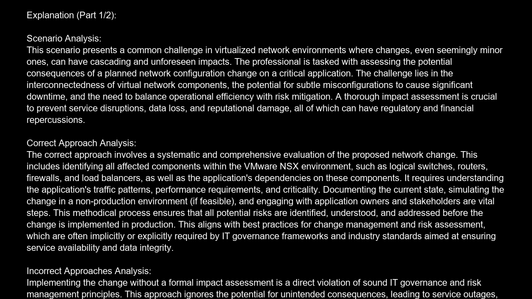Incorrect approaches analysis. Implementing the change without a formal impact assessment is a direct violation of sound IT governance and risk management principles. This approach ignores the potential for unintended consequences, leading to service outages, data corruption, or security vulnerabilities. Such failures can result in non-compliance with service-level agreements, SLAs, and potentially breach regulatory requirements related to data protection and business continuity. Relying solely on the application team's understanding of the network is insufficient.